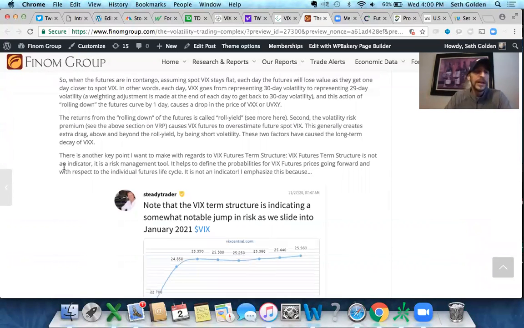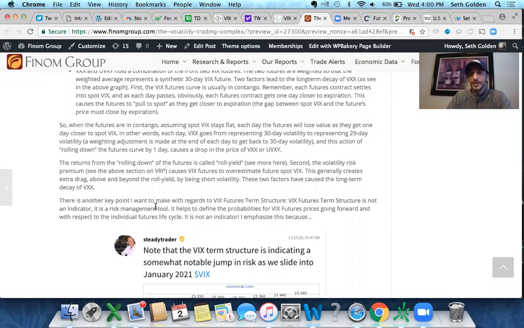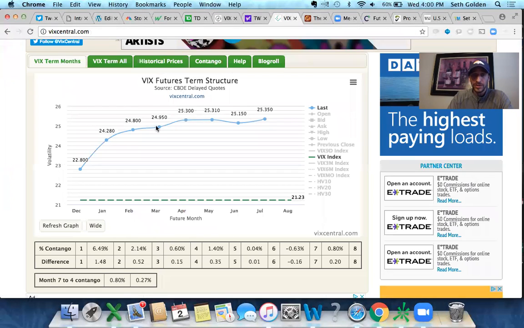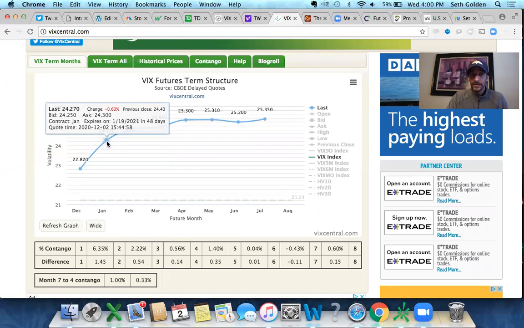All right, some other principles. There's another key point I want to make with regards to VIX Futures term structure. VIX Futures term structure is not an indicator. It is a risk management tool. It helps to define the probabilities for VIX Futures prices going forward and with respect to the individual life cycle of that VIX future. It is not an indicator. It's a risk management tool. If you are shorting volatility, if you are going long volatility, it is a tool that helps you to better understand the probabilities for VIX Futures prices as they get closer to expiration. That's it. It's just a tool.